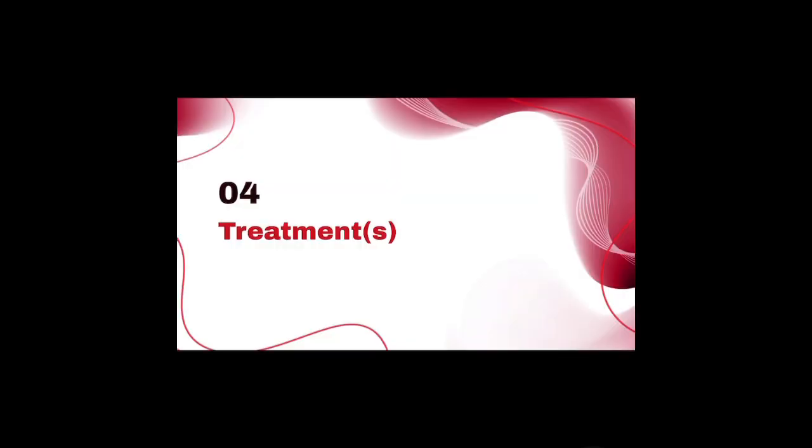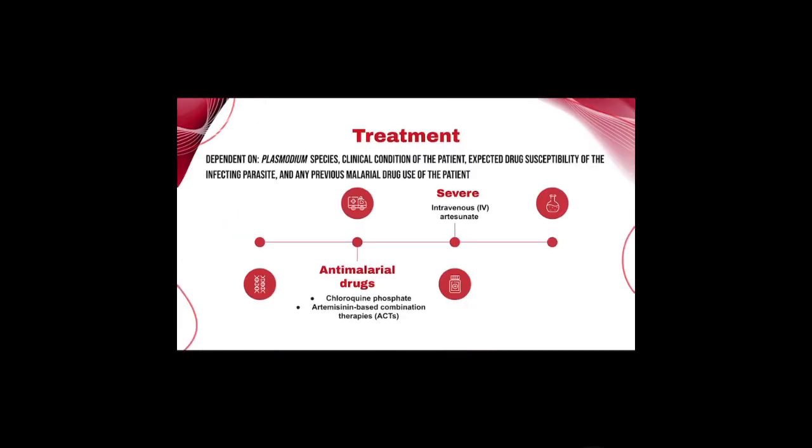Now, I don't want to be negative, but let's say the prevention methods didn't work and one is infected with malaria. Luckily, there are some ways to treat it. Before I mention the treatments for malaria, I do want to mention some of the regulations of malaria treatment. Malaria treatment is dependent on the species of the Plasmodium microbe, the clinical condition of the patient, the expected drug susceptibility of the infecting parasite, and any previous malarial drug use of the patient. Okay, now that the regulations are out of the way, let's talk about the treatment methods.